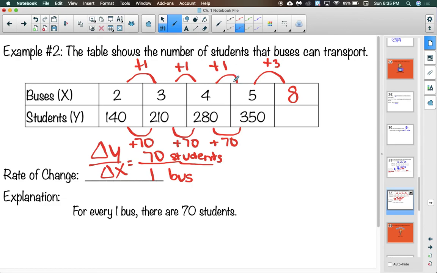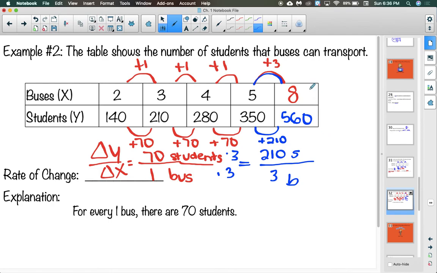So if we increase our buses by 1, we increase our students by 70. If we increase our buses by 3, okay, see how we can use that unit rate to figure this out? 1 bus times 3 is 3 buses. 70 students times 3 is 210 students. So if we increase our buses by 3, then we're going to increase our students by 210. Okay, and 350 plus 210 is 560.